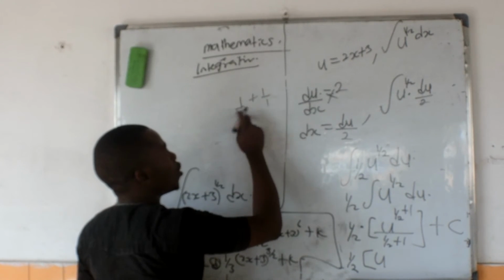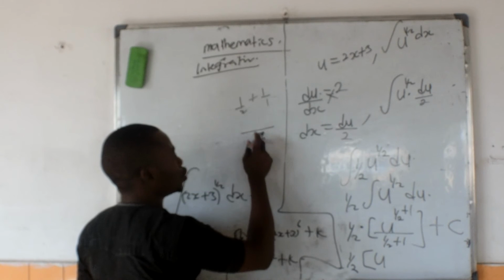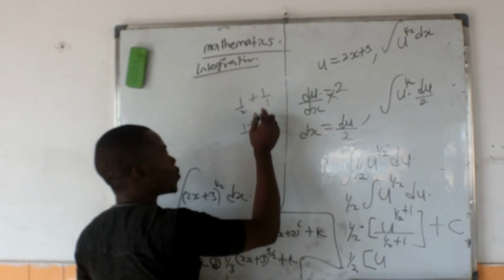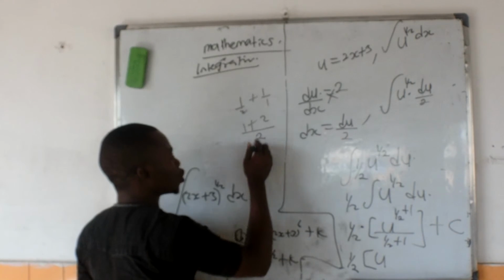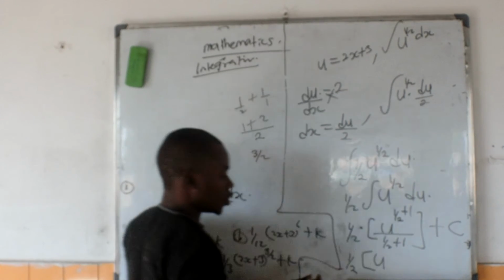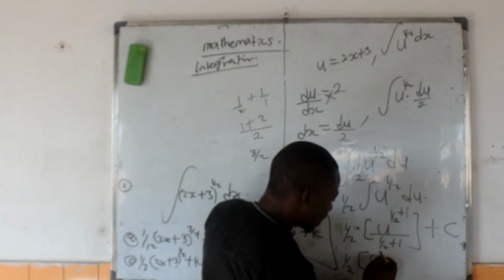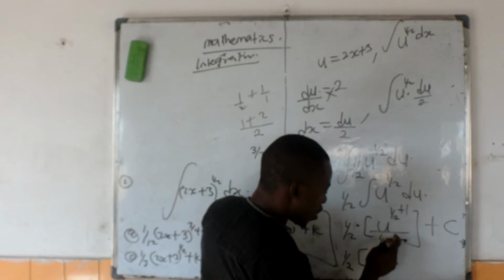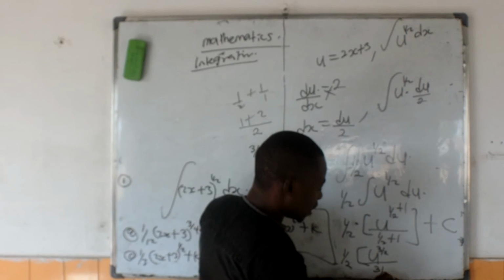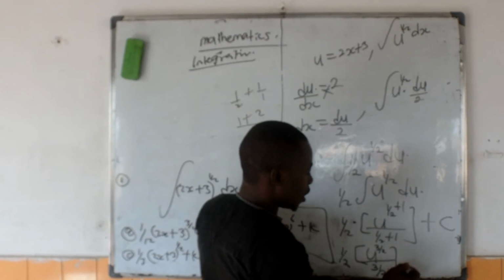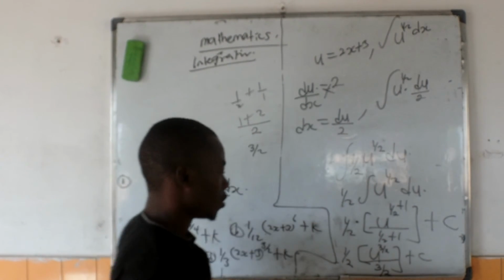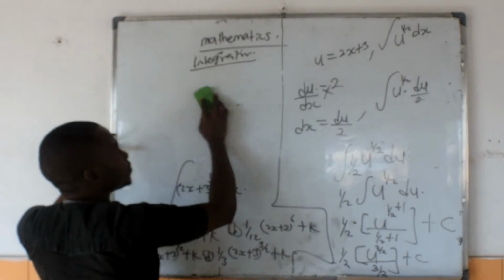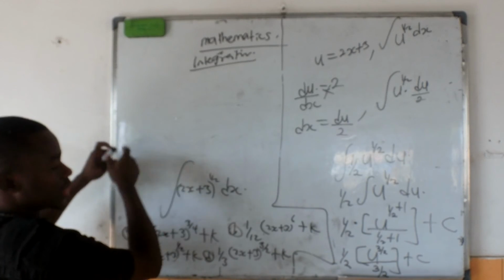If you do it like this, this is half plus 1 over 1. What's the LCM? LCM is 2 into 1. 2 times 1 is 2, 1 plus 2 gives you 3 over 2. So that means you can come here and write 3 over 2. Now divided by what? Half plus 1 will give you 3 over 2. Okay? Plus constant. So meaning that, okay, let's bring it down here.